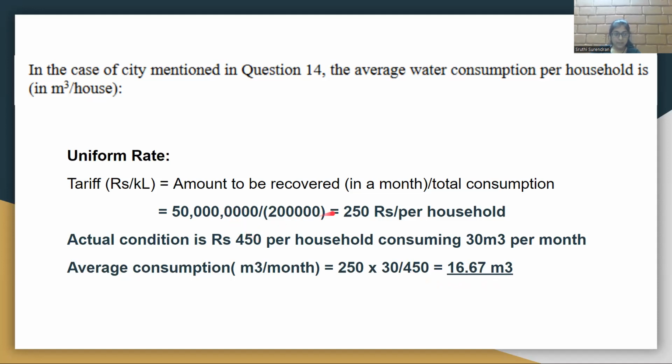I'll repeat again. First, we calculate the tariff based on the uniform rate method by dividing the amount to be recovered by the total consumption. It comes to 250 rupees per household, but presently they're charging 450 per household because the consumption per household is 30 meter cube. So if 450 is being charged for 30 meter cube, for charging 250 rupees, what will be the consumption required? You can multiply 250 by 30 divided by 450, which will give you 16.67 meter cube, the average consumption per month.